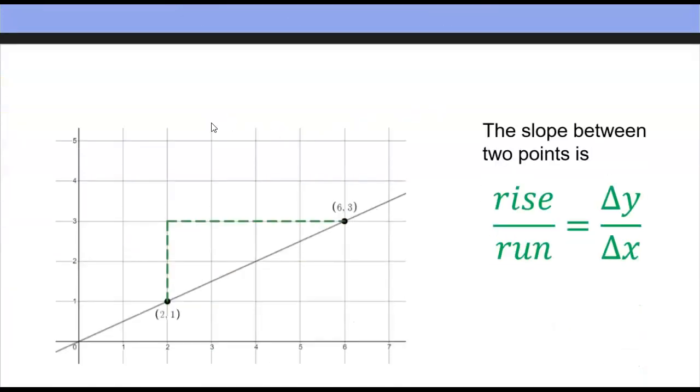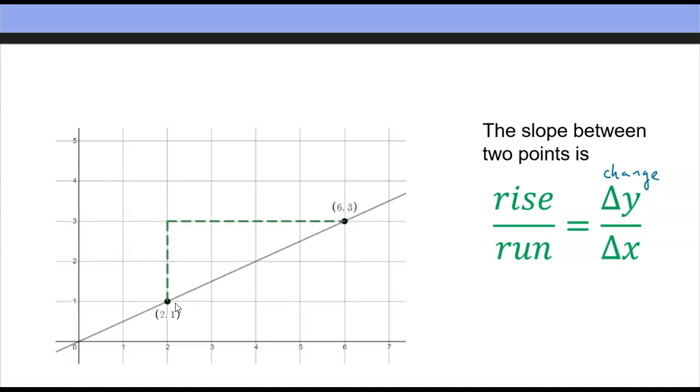If we have a graph, we know how to find the slope, right? We just know that this is rise over run. And by the way, you may see this notation. This is a delta. It's a Greek letter, and it means change. When you see a delta in mathematics, it means the change. So this just says the change in y over the change in x.